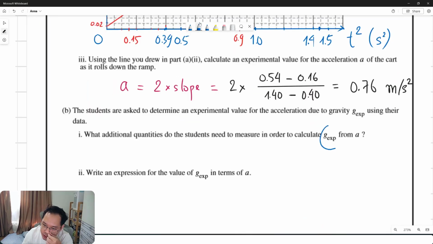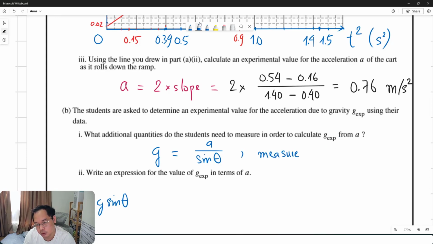To calculate g from A, we need to know the relationship. According to the information that I wrote down there, A is g times sine theta. So g is A over sine theta. To calculate g, we need to know the angle. We need to measure the angle theta of the incline.